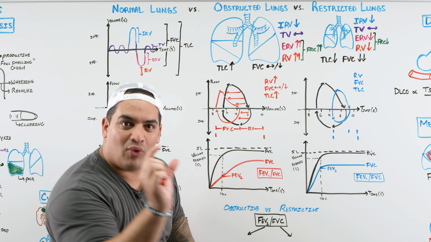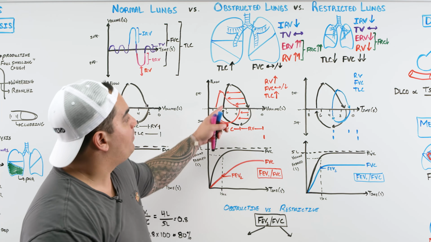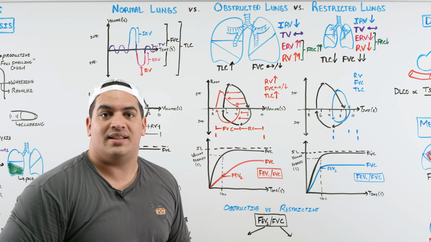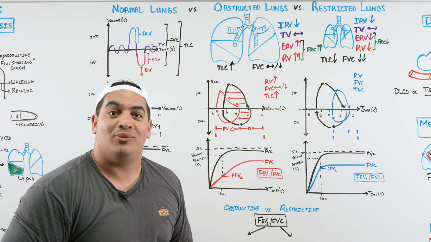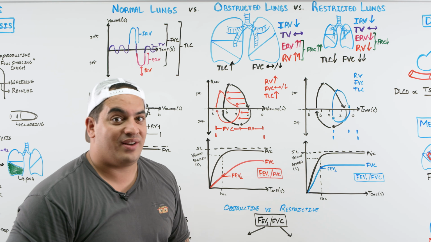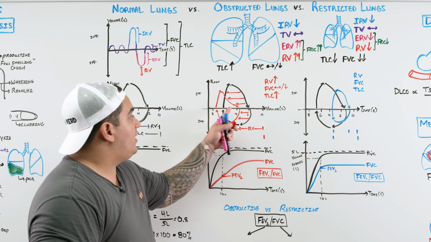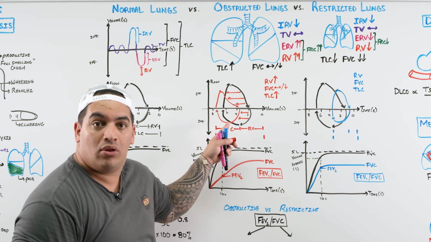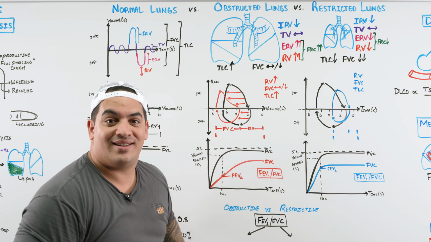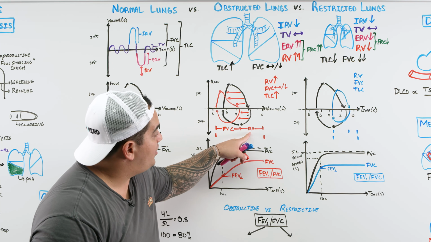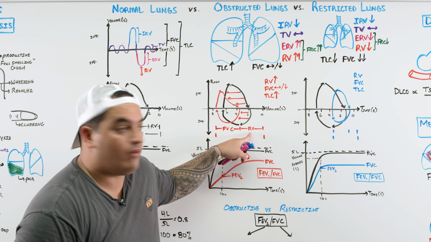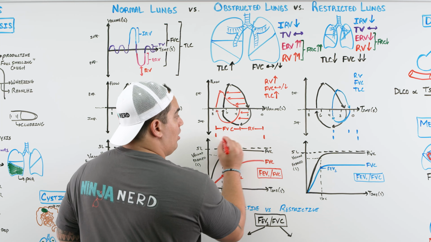So when you're given a graph on your exam and asked which one of these you think this lung disease is, based upon the flow volume loop, is it obstructive or restrictive? If the graph is shifted to the left in comparison to the normal lungs, it's an obstructive lung disease. And in these situations, due to a massive increase in their residual volume, what will happen to their total lung capacity? Look at this.